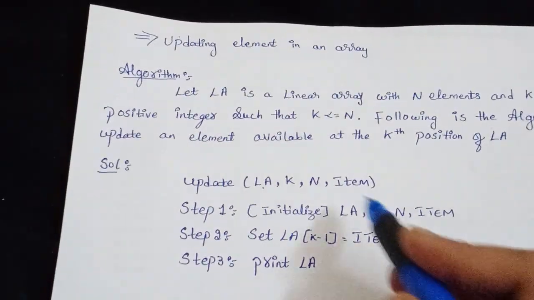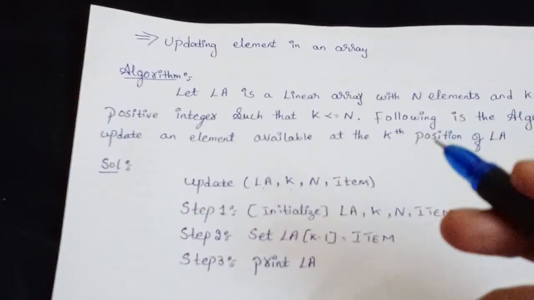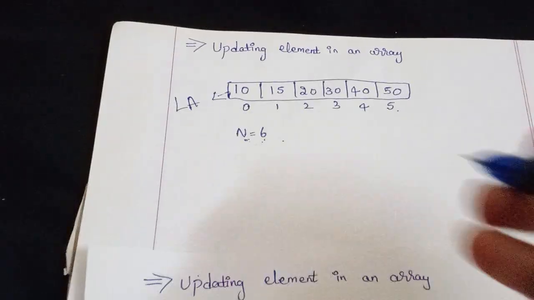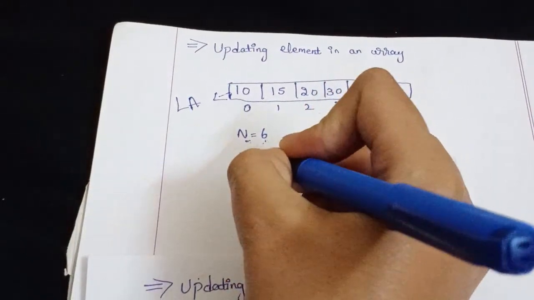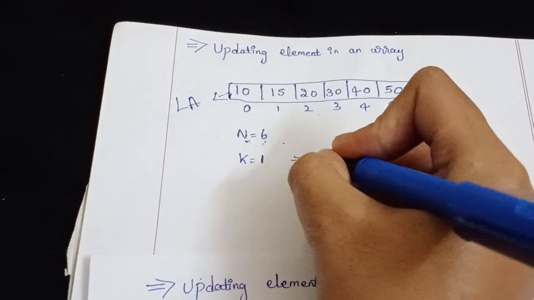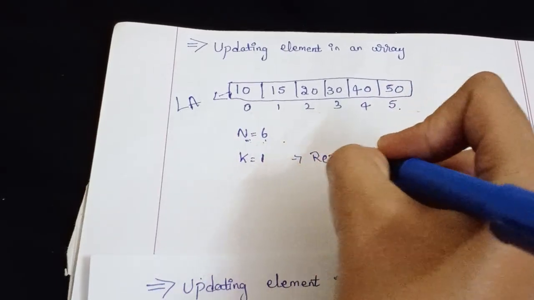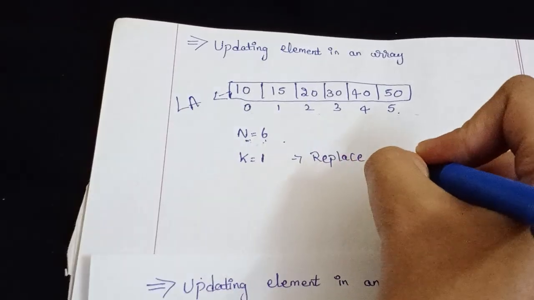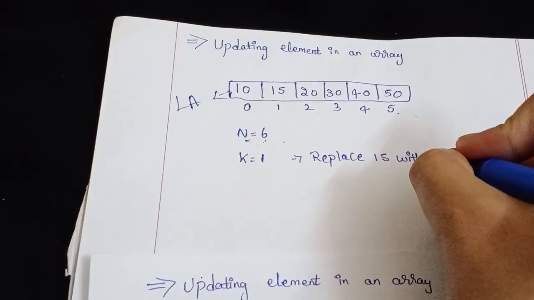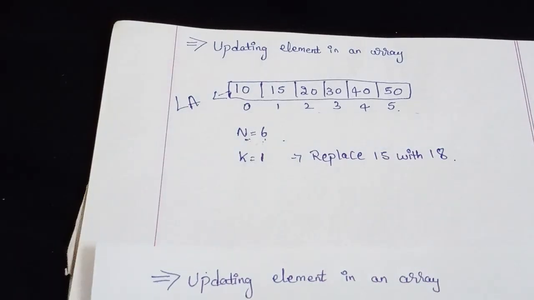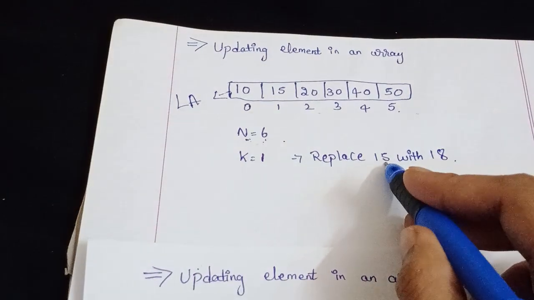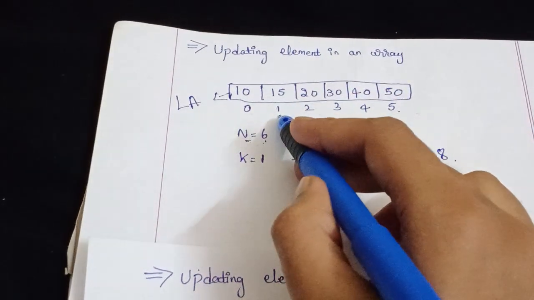And then we'll move to k. K is nothing but the position where you want to update. For example, now I want to update at position 1, that is, I want to replace 15 with 18. So I want to replace the value 15 with 18. So where does this 15 lie? It lies at index 1.